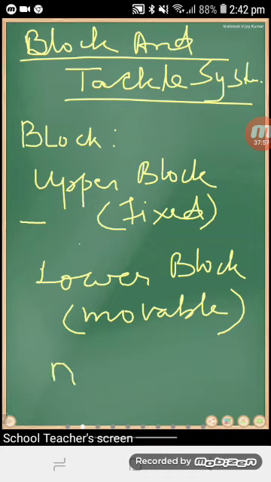So if I represent the upper block as nu and lower block as nl, then the number of pulleys in the upper block is going to be either greater than the number of pulleys in the lower block, or it will be equal. The lower block will never have the number of pulleys greater than the number of pulleys in the upper block. Maximum it can have is equal. Both of them can have equal.